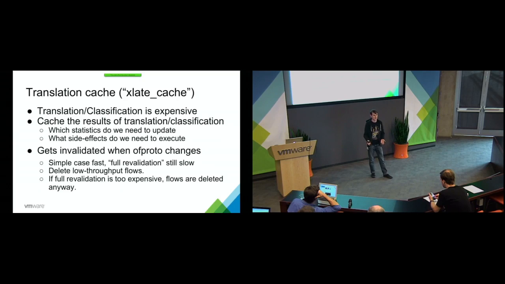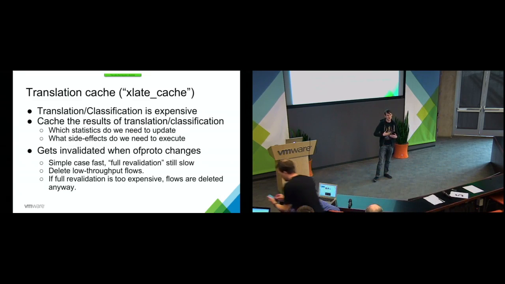So I call this full revalidation. We have to go back through that whole translation process again. Now, what we do to try to alleviate that is, if we're in a situation where we're pushing the limits of the number of flows that we can support and dump within a reasonable amount of time, then we start deleting low throughput flows. And the reasoning behind this is that if we need to perform full revalidation for every single flow in the data path, that's much more expensive than the simple case where you can just use this cache.